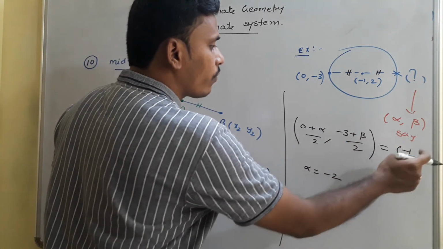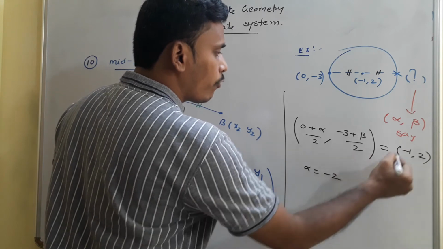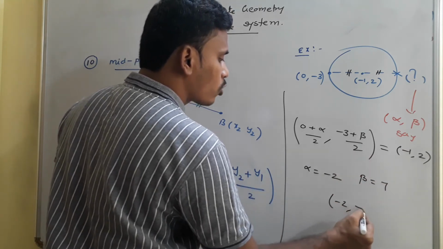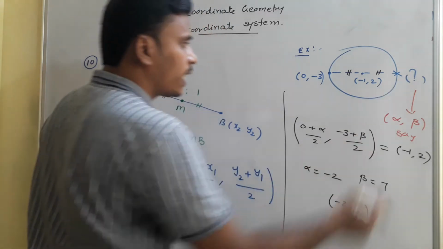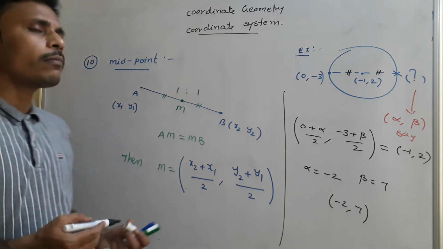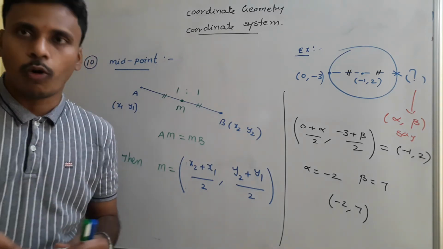This y coordinate with this y, beta, 4 plus 3 is 7, so beta equals 7. In the end, (-2, 7) is the other end of the diameter of the circle. So using the midpoint, we will solve these types of simple problems.